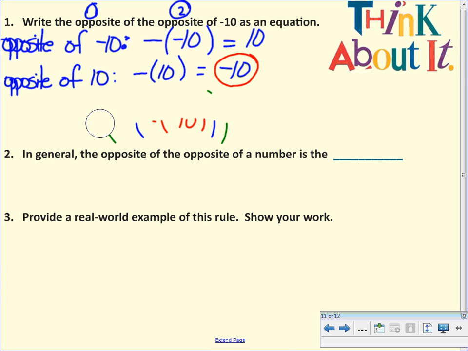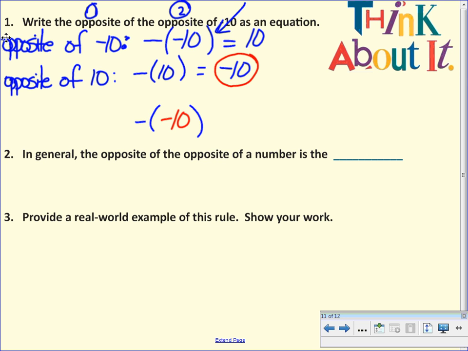I'll do it again. Everybody watch. What was my first number? Negative 10. What did I want to do to negative 10? Find the opposite. So how do I write find the opposite as an equation? I put parentheses around it. So that was my first step, right? That's what I did here. That was my first step in blue. But now, what's there? I want to find the opposite of that. So how do I write the opposite of that?